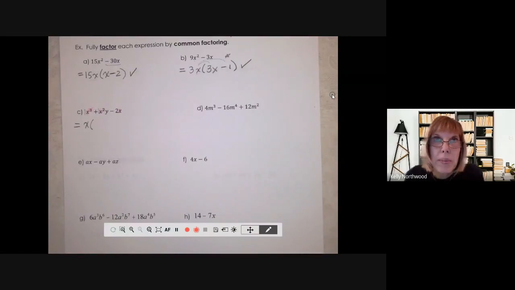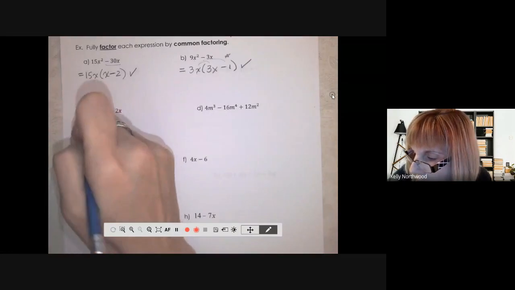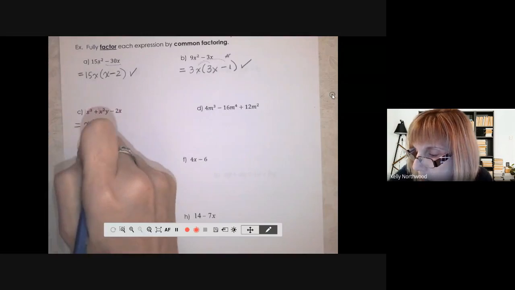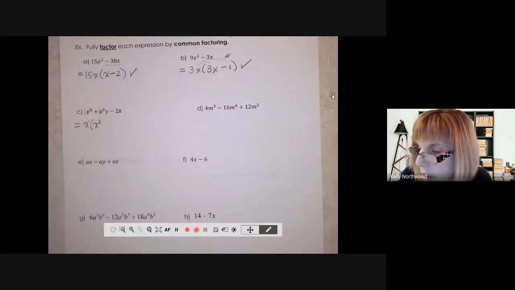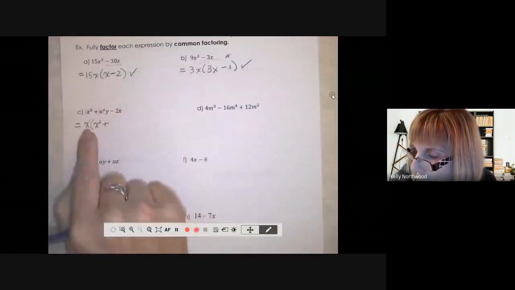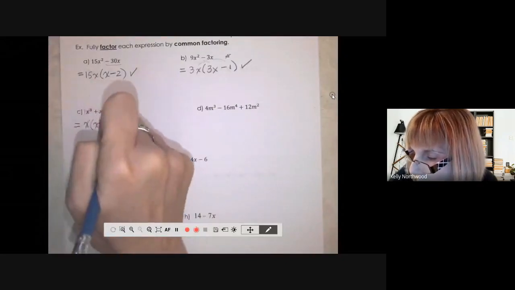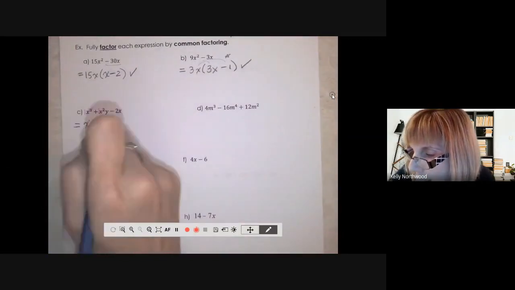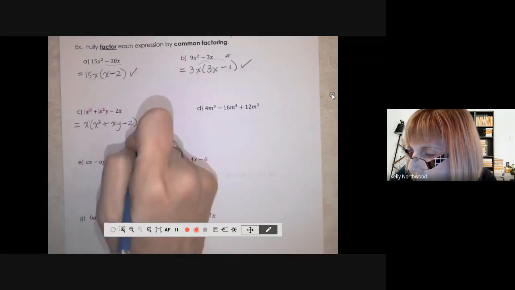So then you've got to think of your exponent rules here. What do I have to multiply x by to get x cubed? It would have to be x squared. Okay, because x times x squared, remember there's a 1 there, is x cubed using your exponent rules. Plus, what do I multiply x by to get x squared y? It would be xy. And what do I multiply x by to get negative 2x? Negative 2.